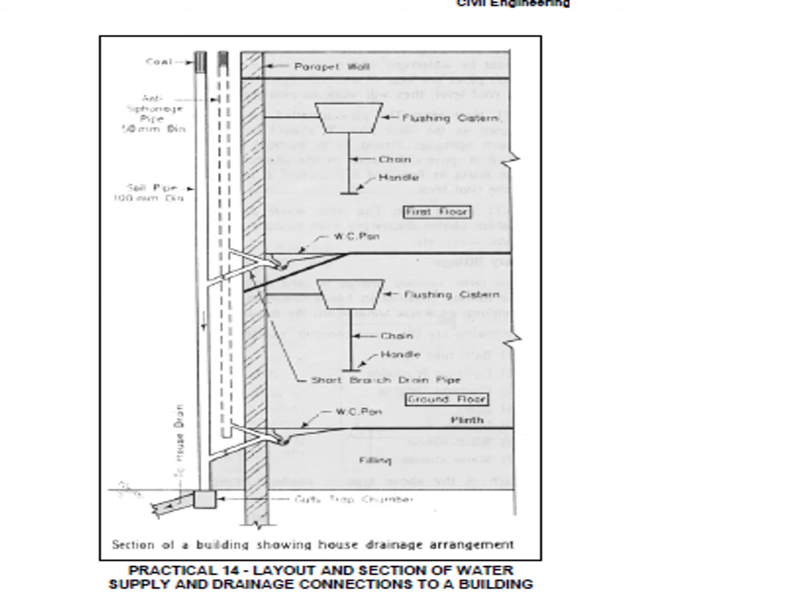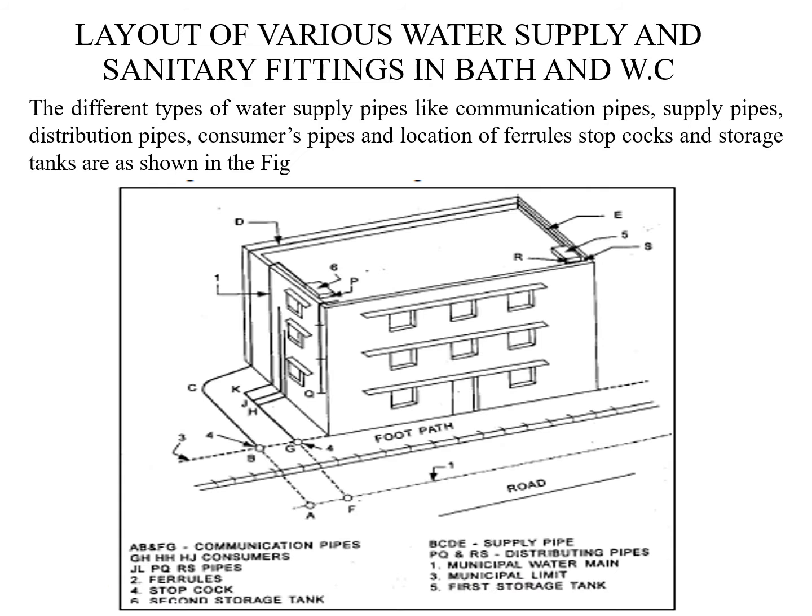So this is something called a soil pipe, and this is an anti-siphonage pipe. It is nothing but a vent pipe, which is able to remove the gases. So yeah, this is a section view of my building showing the house drainage arrangements. A layout of various water supply and sanitary fittings in bath and water closets.